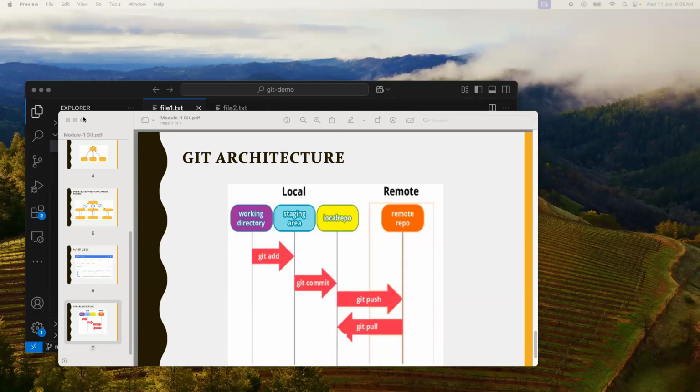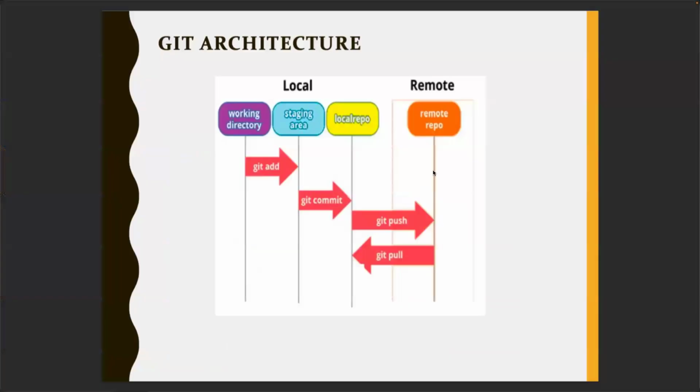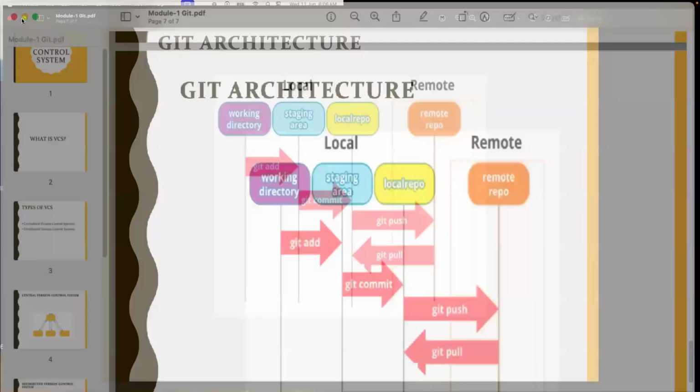So let's get started. This is the architecture we were discussing yesterday, right? Working directory, staging area, local repository. So today let us talk about many other interesting things. We created a file and modified a file. Let us see deleting a file as well.